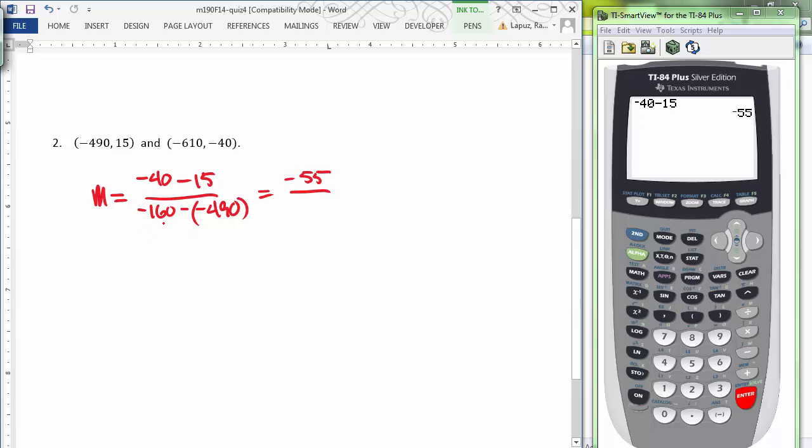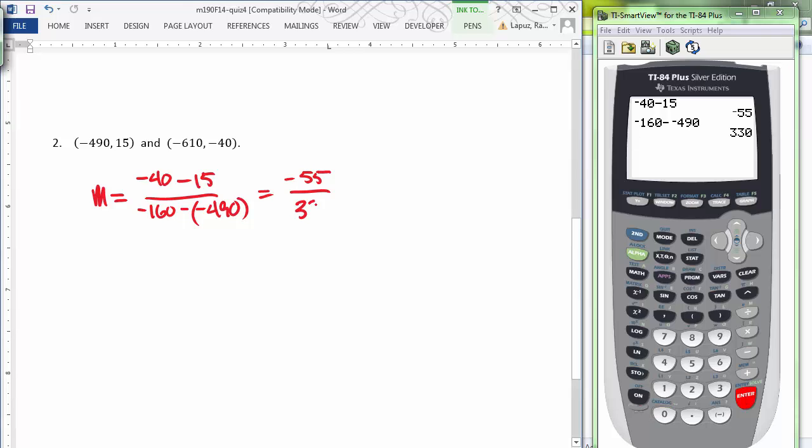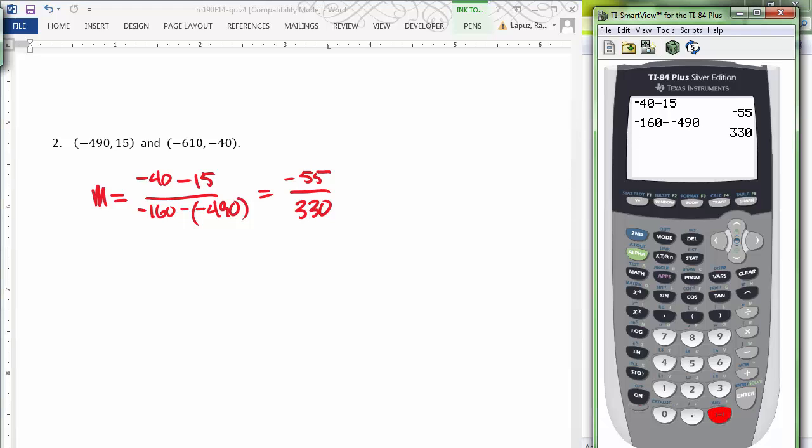I got minus 55 in the numerator. I have a minus 160 minus negative 490, and I get a positive 330. So I don't know if this will reduce. It looks like it might reduce. Let's see, negative 55 divided by 330. Well, I guess we'll get a fraction out of this.